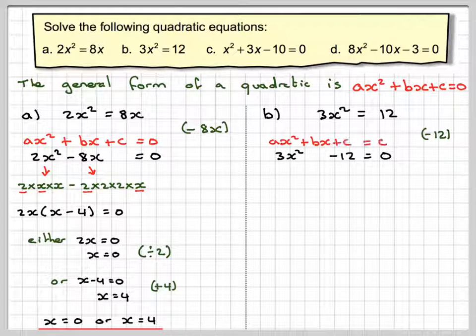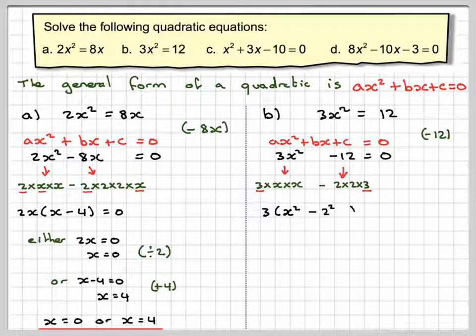If we write out the general format, ax squared plus bx plus c is equal to 0, there's no bx here. So if we look at this, we've got 3 times x squared, and the minus 12, we've got minus 2 squared times 3. Underlining common things, there's just a 3 which is common, so we'll take that out, and we're going to be left with x squared minus 2 squared is equal to 0.